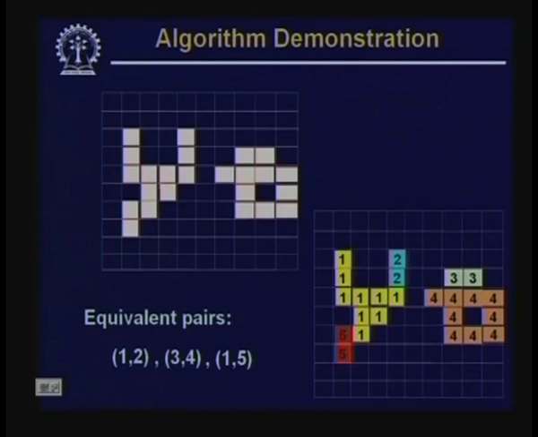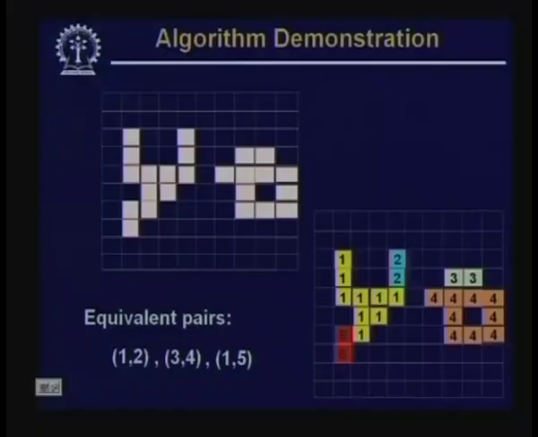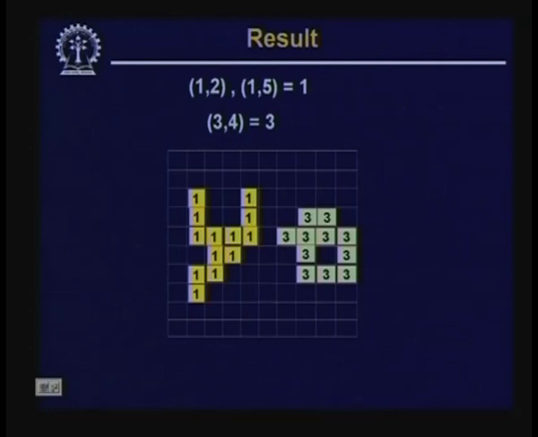So, I get at the end of the first scan 3 equivalent pairs: 1 2, 3 4 and 1 5. Next, I have to process these equivalent pairs to find out the equivalence classes. If I process the equivalent pairs 1 2 and 1 5, I find that 1, 2 and 5 are all equivalent, and here I assign level 1 to this equivalence class containing levels 1, 2 and 5. Similarly, 3 and 4 are also equivalent, and here I assign level 3 to this class 3, 4.